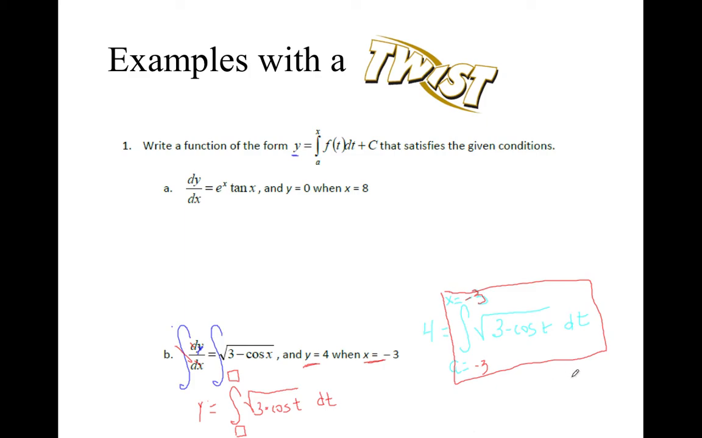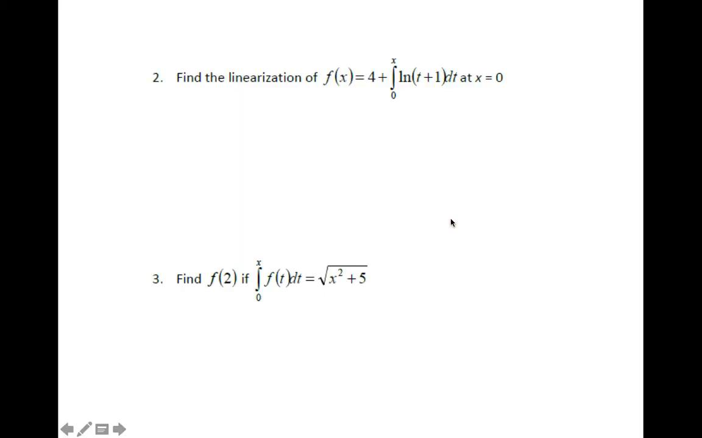So what can I do then? If this whole red box is 0, but I want 4, what are you going to do? Yeah, add 4. So what does y equal? 4 plus the integral from negative 3 to x of the square root of 3 minus cosine t dt. Check your work. If you plug in x to be negative 3, don't you get 4? I think so. All right.